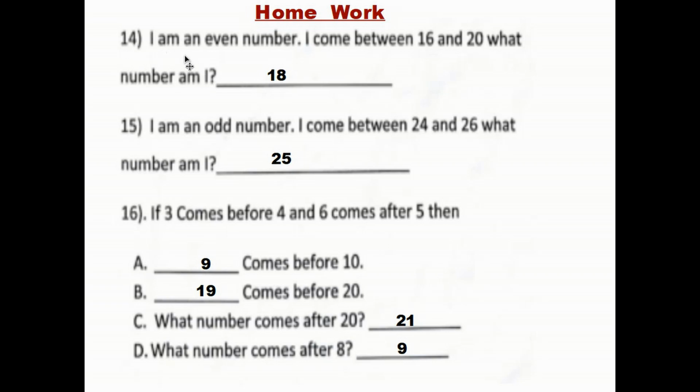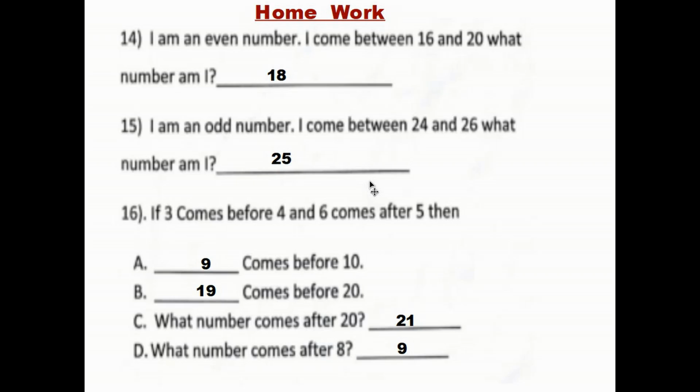Question number 14 says what? I am an even number. I come between 16 and 20. What am I? What number am I? The number that is found between 16 and 20. What is it? The number is 18, right? And question number 15. I am an odd number. I come between 24 and 26. What am I? An odd number, which is 25.